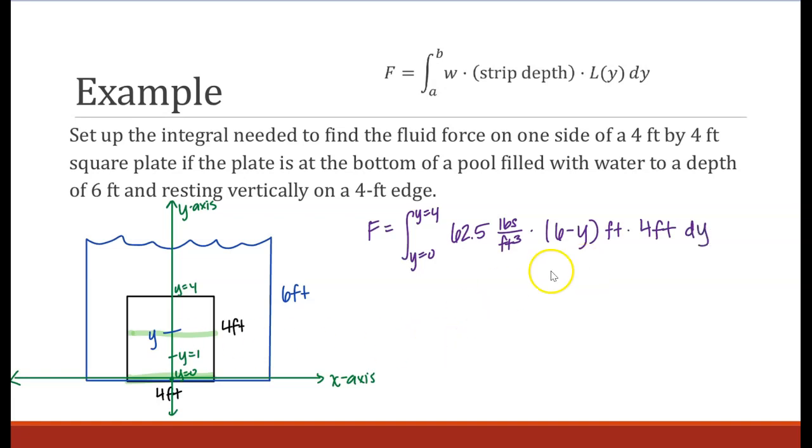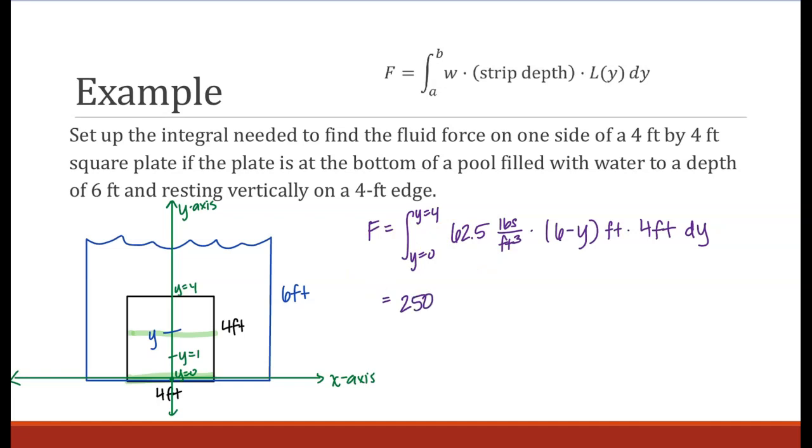So this is the setup of the integral. I am going to do just a little bit of cleaning things up here. I can multiply the 4 and the 62.5. That's going to be 250. That's a coefficient that I can go ahead and pull to the front of the integral.